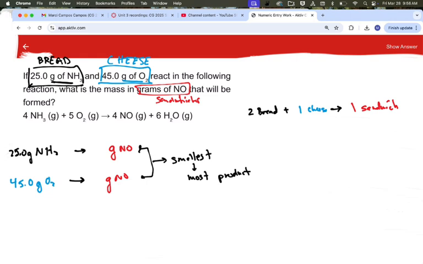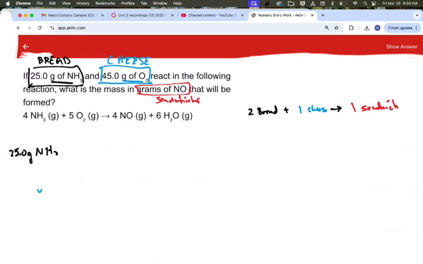Okay, so what we're going to do here is tweak this calculation, because if you remember from that video, we had to do a whole bunch of conversions in those individual processes. So what I'm going to switch up now is, instead of converting the grams of NH3 into grams of NO, I'm going to convert into grams of oxygen. Okay, and we'll see why in a second.